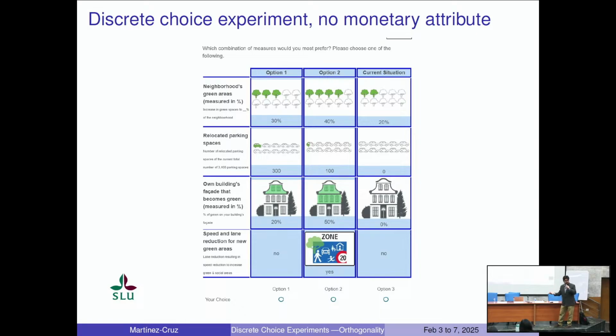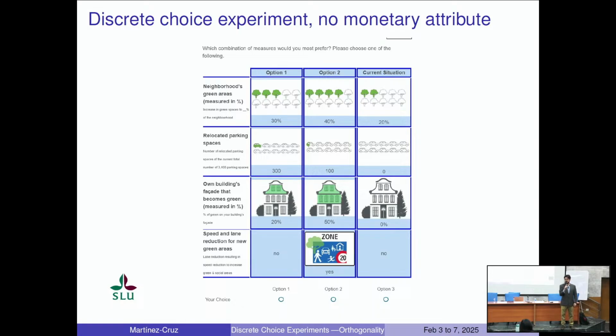You don't like that one? How much green do you want to have in exchange for 1% of your facade? That is a marginal rate of substitution. How much green do you want to have in exchange for giving up the lane? That is not a marginal rate of substitution. That is a rate of substitution, a discrete change in substitution, discrete choice, right? Those are marginal rates of substitution.